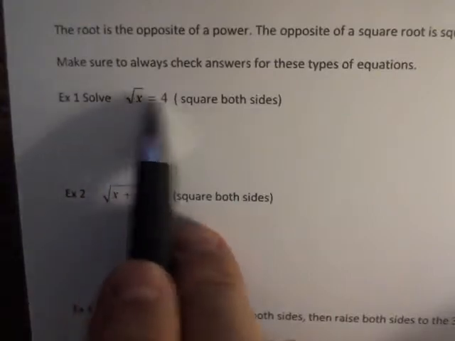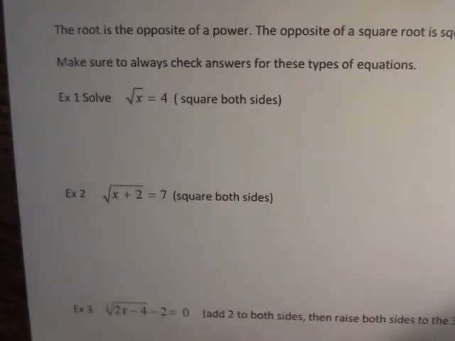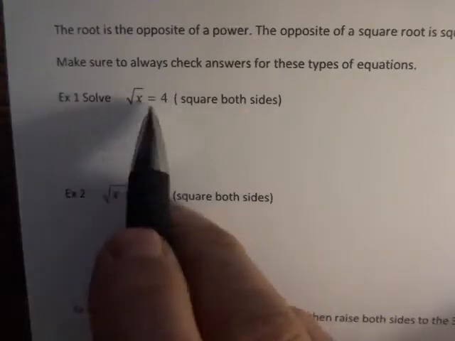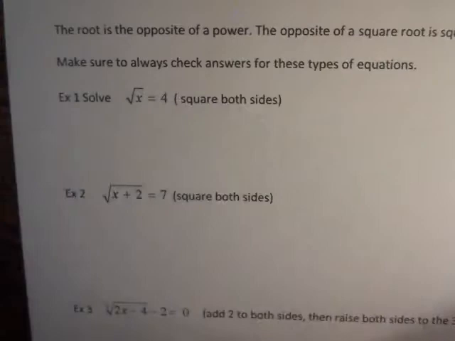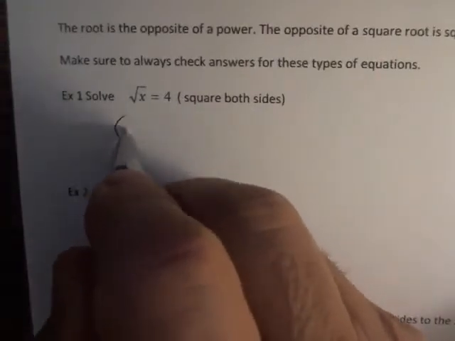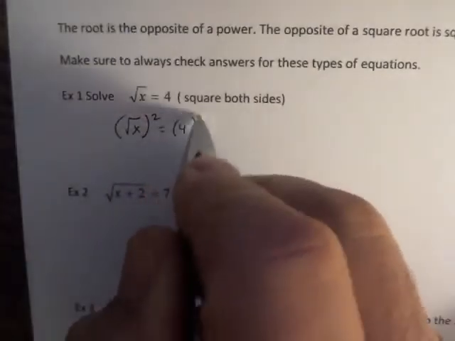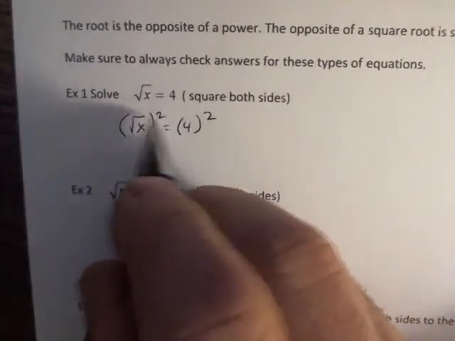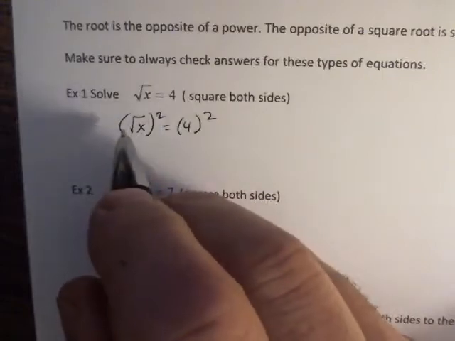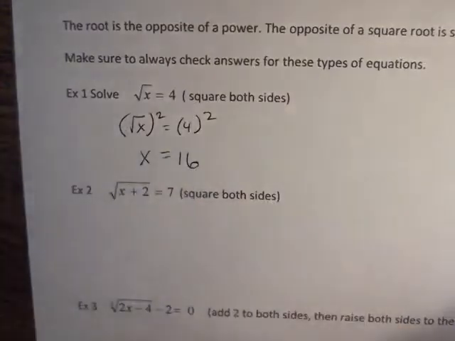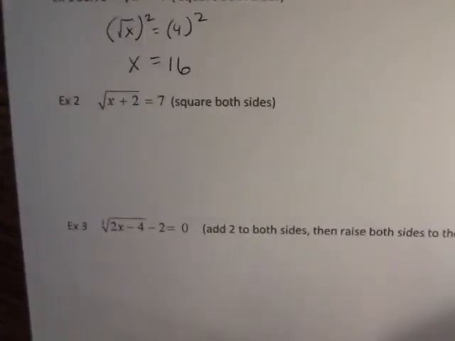Given an equation like this, the square root of x is 4. Well, think about it. The square root of 16 is 4. The way we get that is to just square both sides. So I would square the square root and then square the 4. Squaring the square root just undoes it, so it gets rid of the square root, which allows us to get x by itself. So that's the most basic. It's just a basic square and simplify.